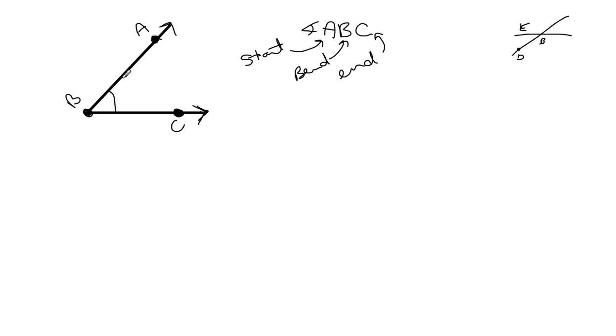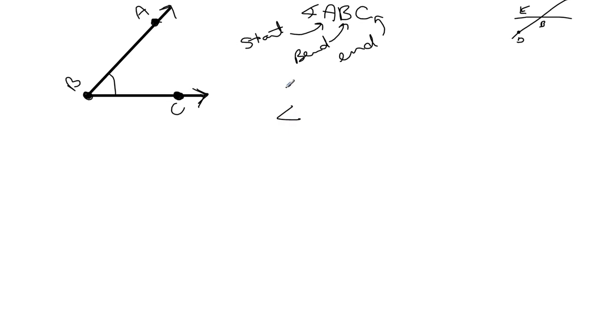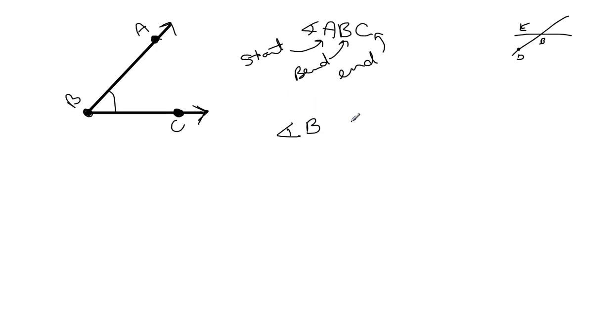Now, if there's only one angle, take the shortcut and just call it angle B. I am okay with that. If there is only one angle present, this is also acceptable. But if there's more than one about this point, you have to use the three-letter method for naming angles.